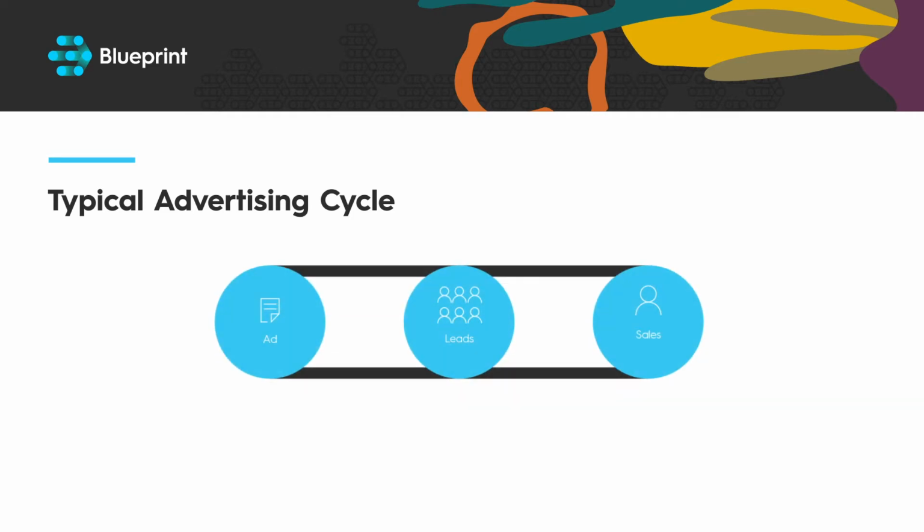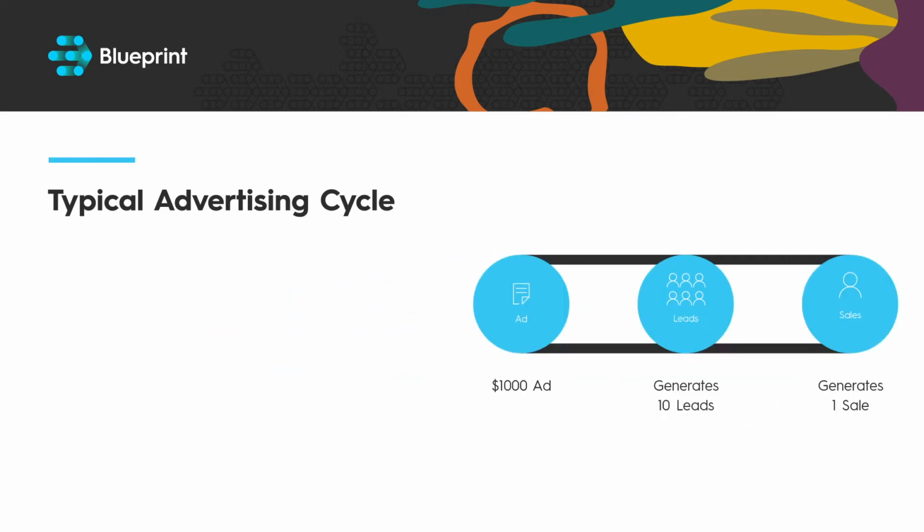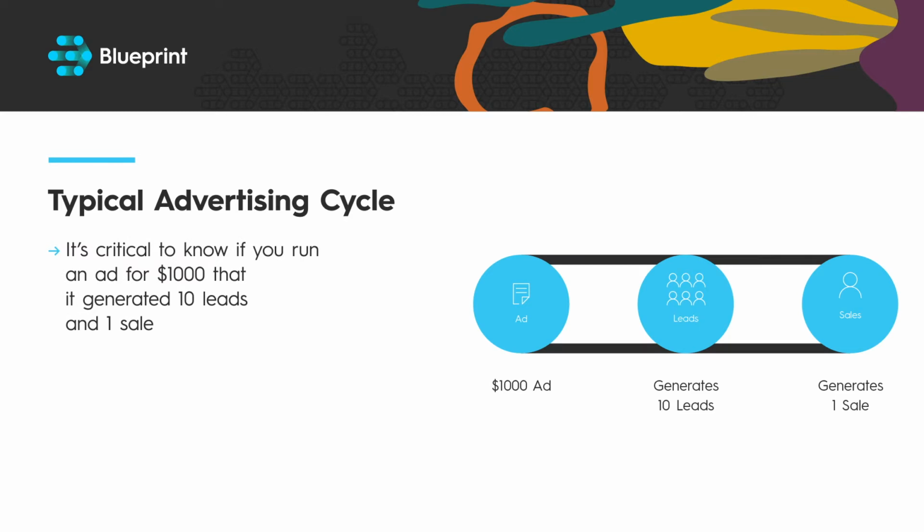If we were running an ad that cost us $1,000 and it generated 10 leads and 1 sale, we want to know how that happened. With the advertising model we saw earlier, where you're taking your ads, you're driving them to your website, and then passing them on to sales, there's no way to understand which ads are performing, which ones are generating leads, and which ads, or channels, are converting best from lead to sale.